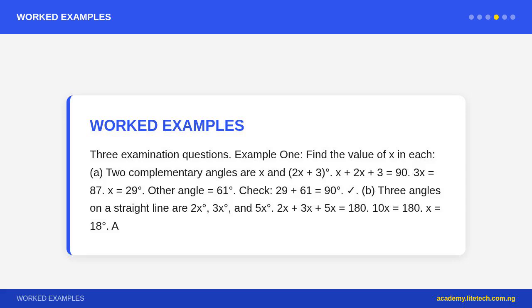B. Three angles on a straight line are 2x degrees, 3x degrees, and 5x degrees. 2x plus 3x plus 5x is equal to 180, 10x equals 180, x equals 18 degrees. The angles are 36 degrees, 54 degrees, 90 degrees.